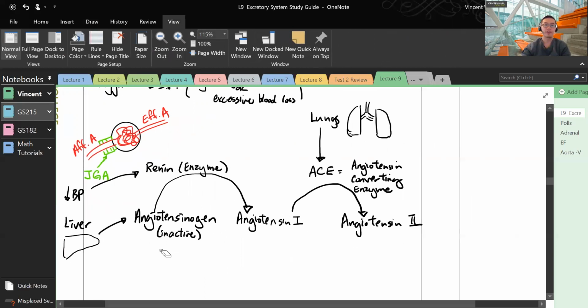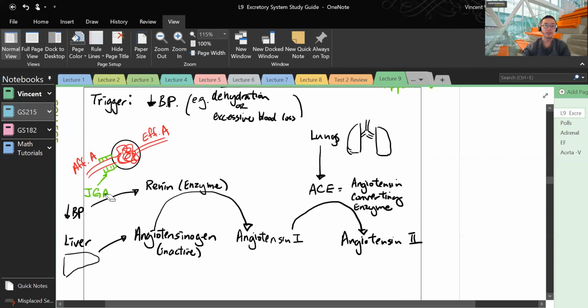Okay, so if your blood pressure is fine, then everything stays as angiotensinogen. But if it drops, then the JGA will release the enzyme renin. Renin will convert angiotensinogen into number 1, and then ACE from your lungs will convert number 1 into number 2.